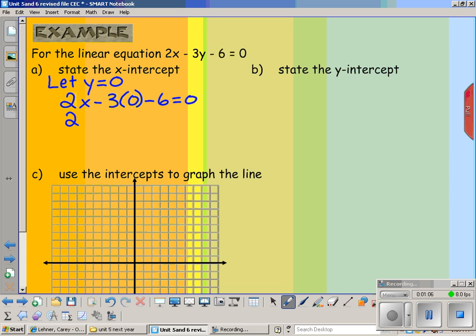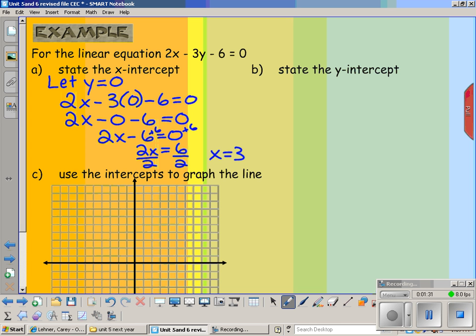So we will have 2x minus 0 minus 6 equals 0. So 2x minus 6 equals 0. Solve for x, so we are going to add 6. We'll get 2x equals 6. Divide by 2, we are going to get x equals 3. So that is our x-intercept.